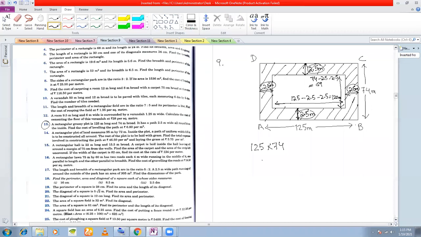So now you have got the length and breadth. What is the area of the inner rectangle? 120 into 69. You subtract these two, and you'll get the area of the shaded region. Whatever area you get, you multiply it by the cost, 6.8 per meter square, to get your answer.